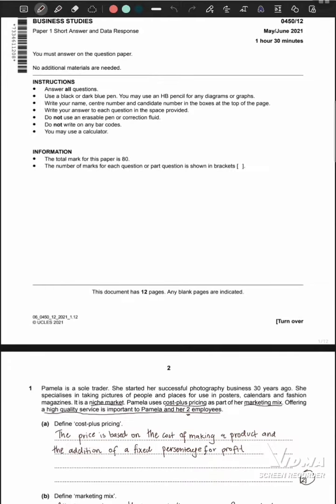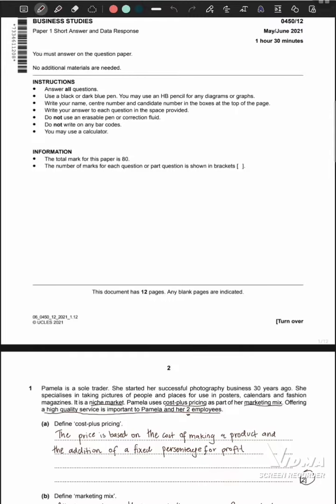Pamela is a sole trader. She started her successful photography business 30 years ago. She specializes in taking pictures of people and places for use in posters, calendars, and fashion magazines. It is a niche market. Pamela uses cost-plus pricing as a part of her marketing mix. Offering a high-quality service is important to Pamela and her 2 employees.